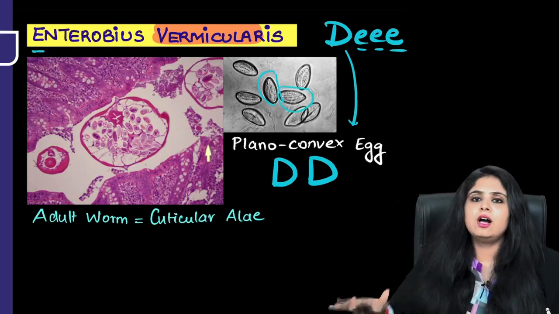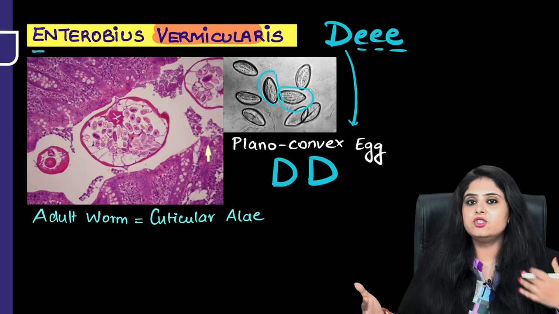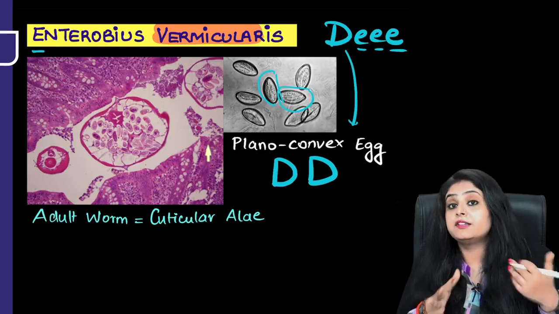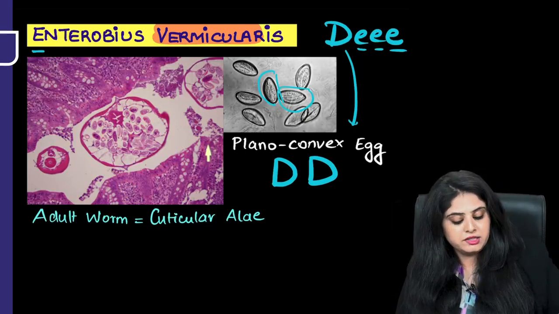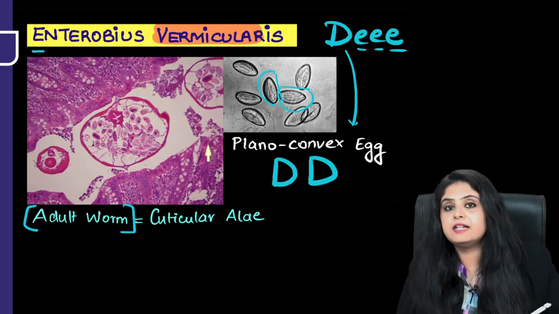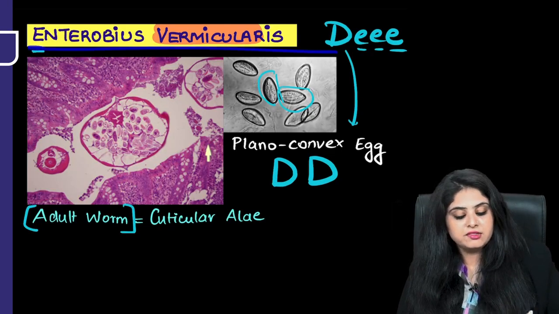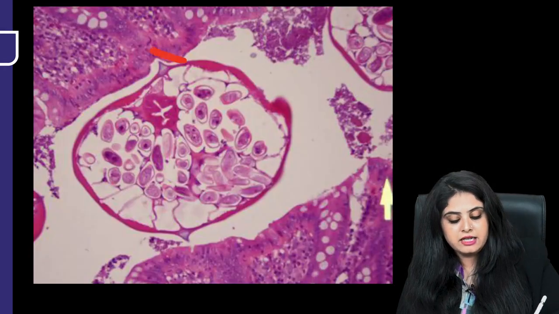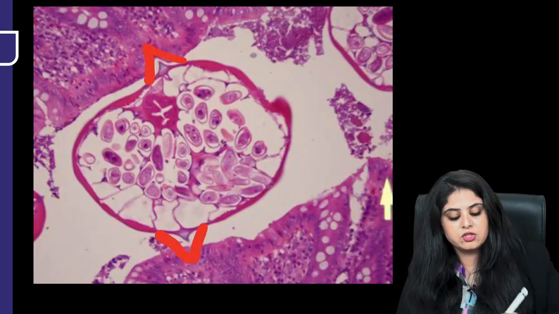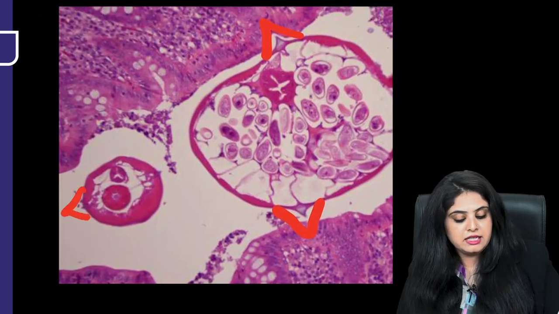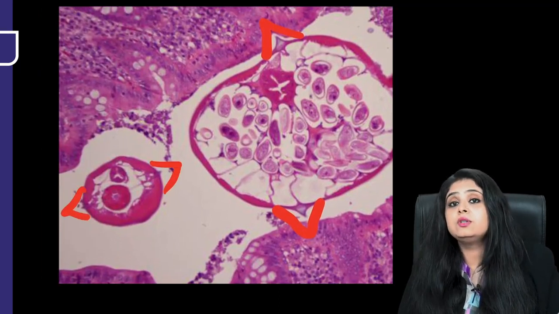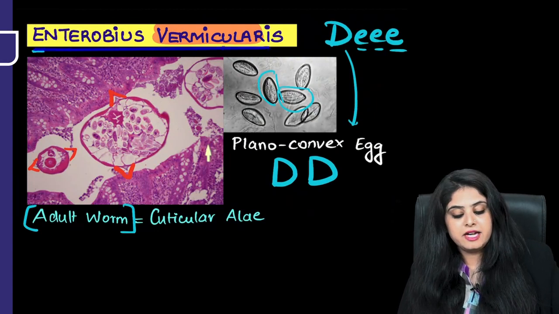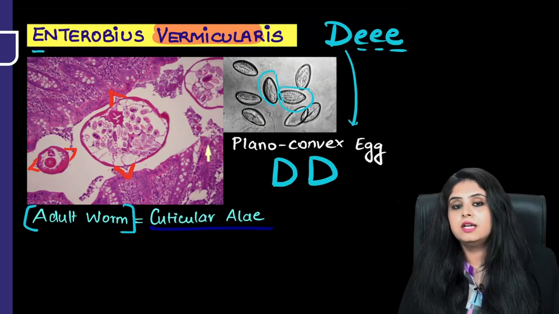But this is the egg, so where will it be? Egg will come out in the anal region, right? What is in the appendix? In the appendix you see the adult worm. How will you identify the adult worm? The Enterobius worm sends out some little projections. Can you see one tiny projection here and one tiny projection here? Same way, can you see one tiny here and tiny here? So these are known as cuticular ala. To identify Enterobius, you're going to see cuticular ala.